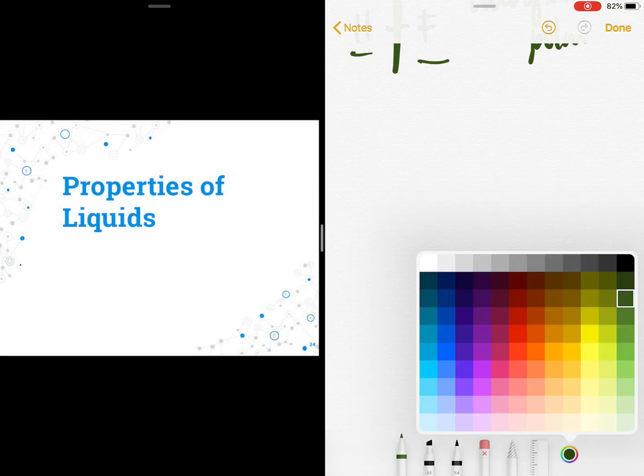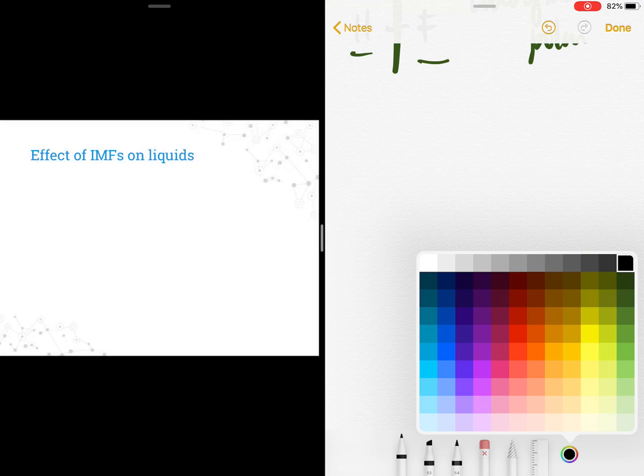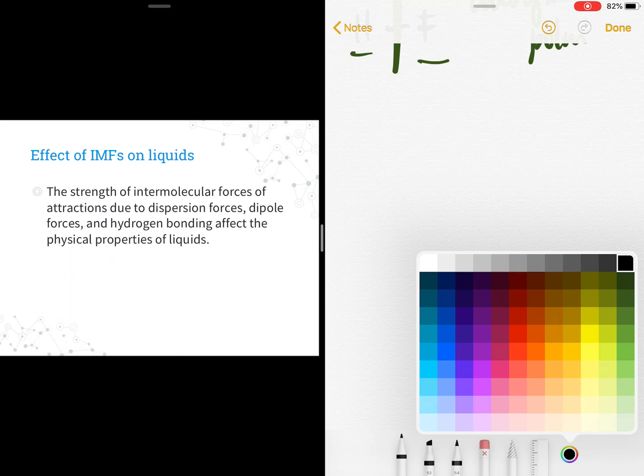Properties of liquids. So let us look into the effect of intermolecular forces on liquids. The strength of intermolecular forces of attractions due to dispersion forces, dipole forces, and hydrogen bonding affect the physical properties of liquids. So madaling sabi, yung ating intermolecular forces na-affect niya yung properties ng liquids. Ano ba yung mga properties ng ating liquids? We have surface tension, viscosity, vapor pressure, boiling point, and molar heat of vaporization.